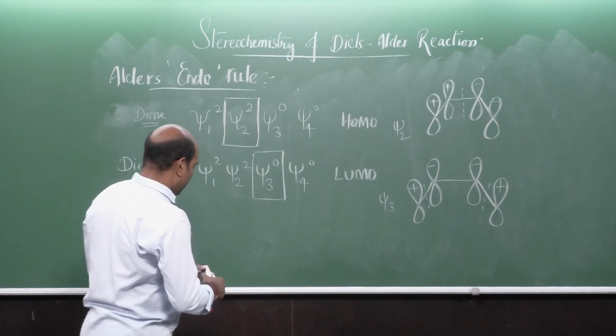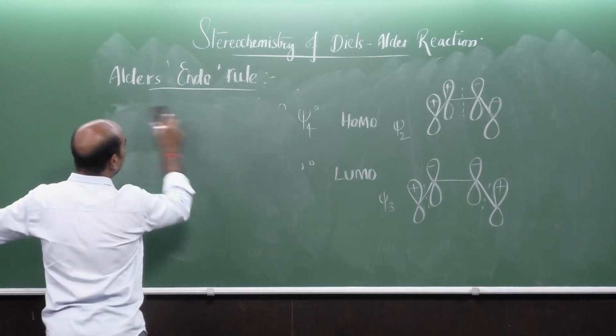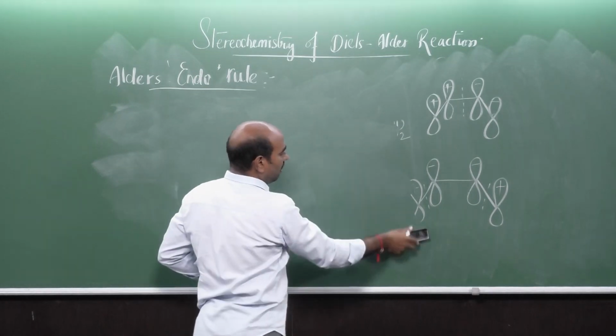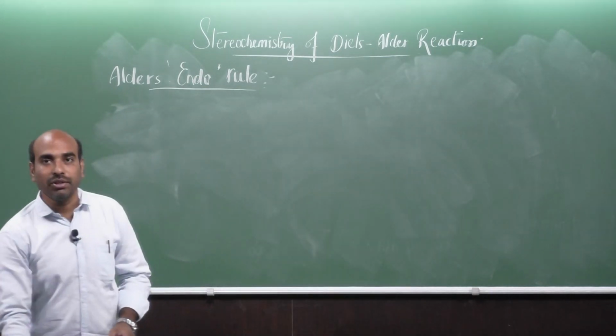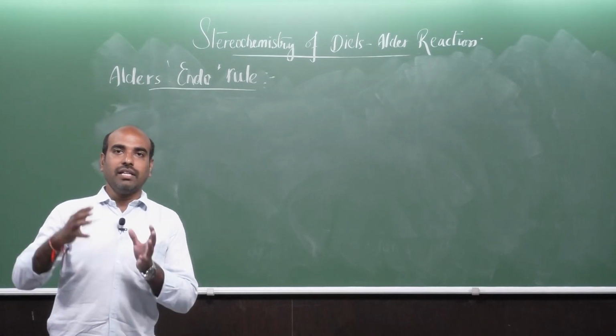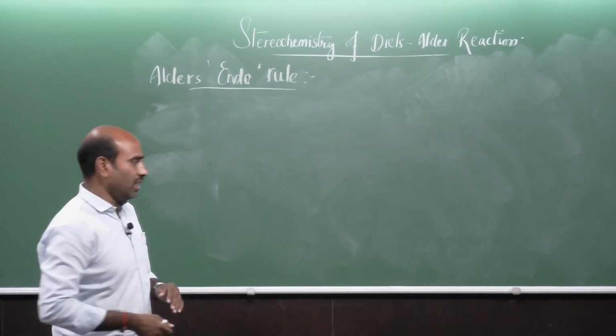Now consider this thing, keep in mind all this data, and now we will see why the transition state of the endoisomer is more stable. When you are getting the endoisomer, when the additional functional group is underneath the diene molecule, right?